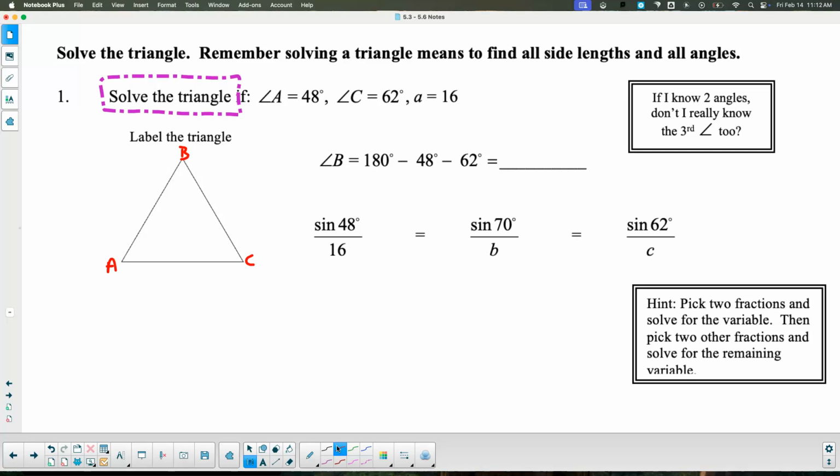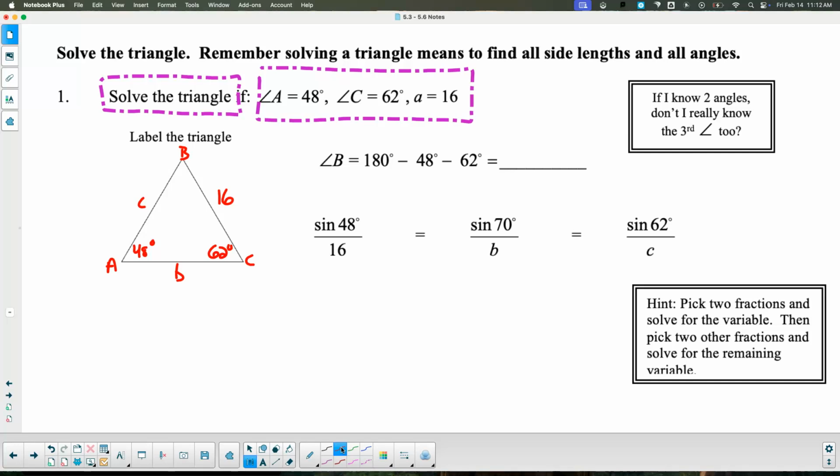Here are the three answers that I'm giving you. I am telling you that angle A is 48 degrees. I'm telling you that angle C is 62 degrees. And I'm telling you that side A is 16. So I gave you those pieces of information.